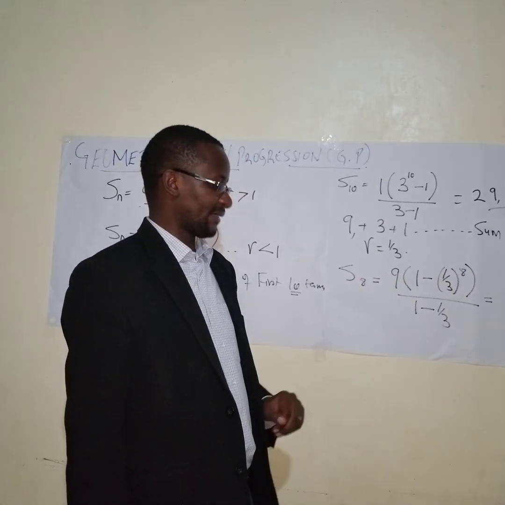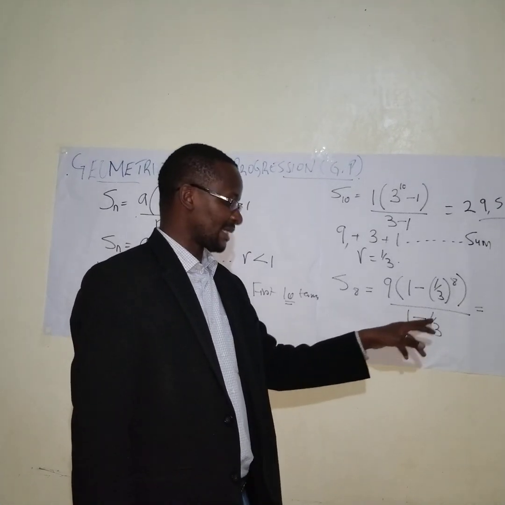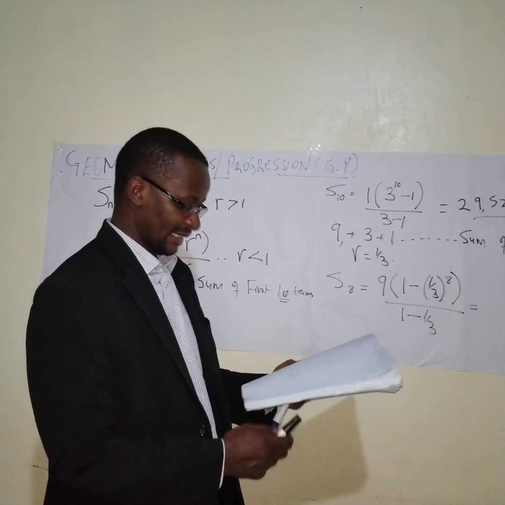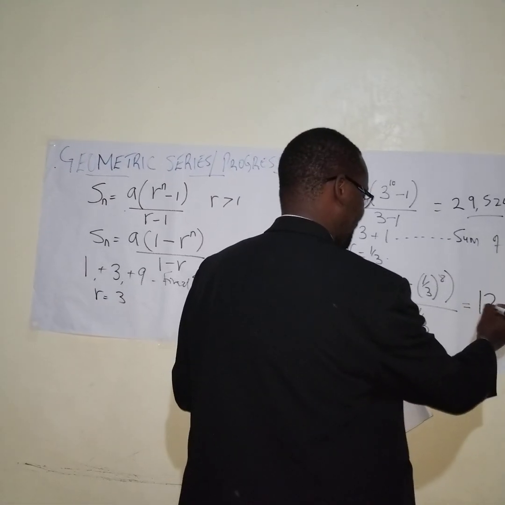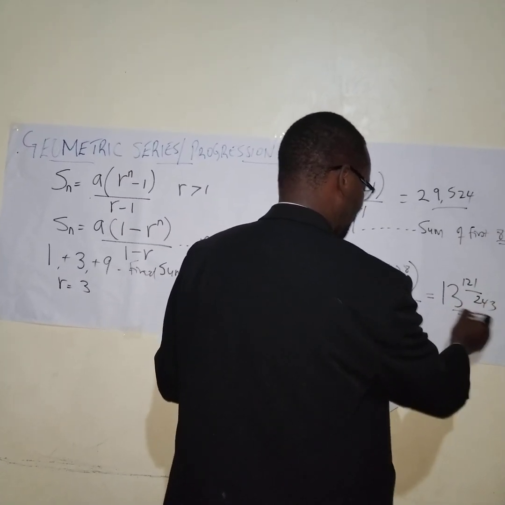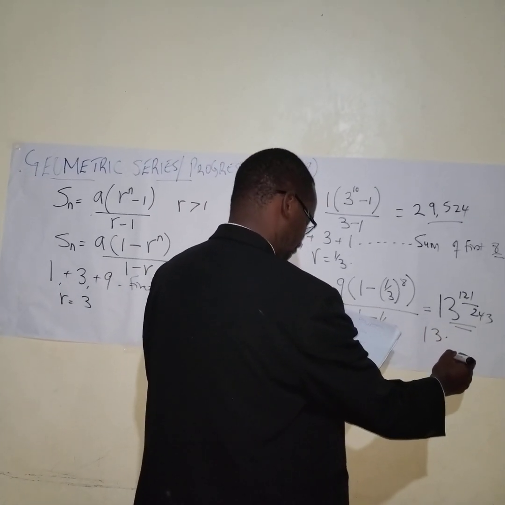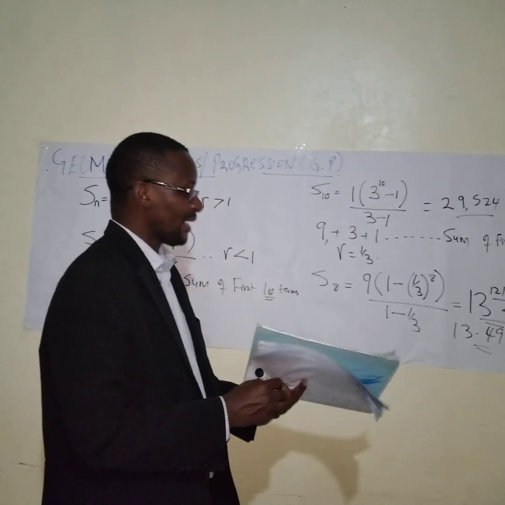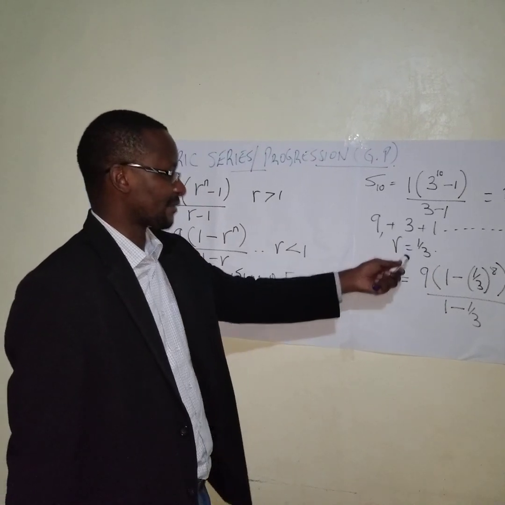The answer you get, divide by 2/3, because 1 minus a third is 2/3. Divide by 2/3, and you will get an answer. Check your answer, the one you're going to get. You should get something like 13 and 121 over 243. You can also get that one in decimals, which will be 13.498. So that will be the sum of the first 8 terms in this particular progression.